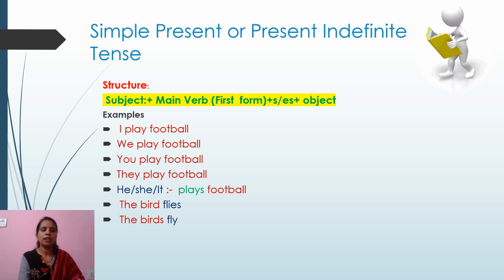But one important thing you have to remember is whenever the subject is in the third person singular, in the form of he, she, it, we add S or ES to the main verb. Just like he plays football. And when the subject is given in the form of a noun, just like the bird, we write the bird flies, as the subject the bird is singular here. And when it becomes the birds, or plural, we use the birds fly.